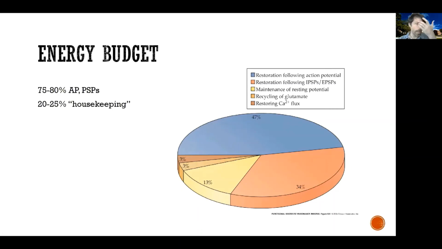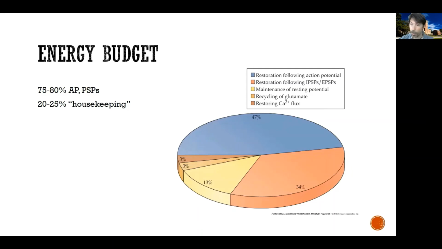So overall, restoring the equilibrium, restoring the state of the cell so that action potentials and postsynaptic potentials can happen, accounts for just about 75 to 80% of the neural energy budget. The rest, some 20 to 25%, is this other type of housekeeping, maybe maintaining the resting potential, recycling glutamate as needed, and restoring other ionic gradients.